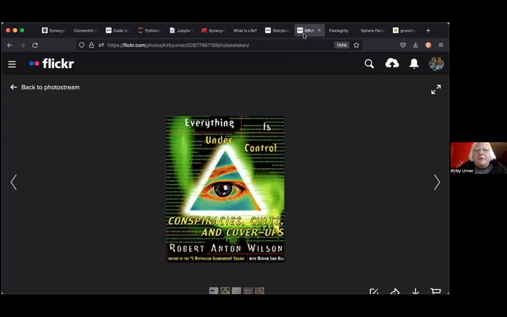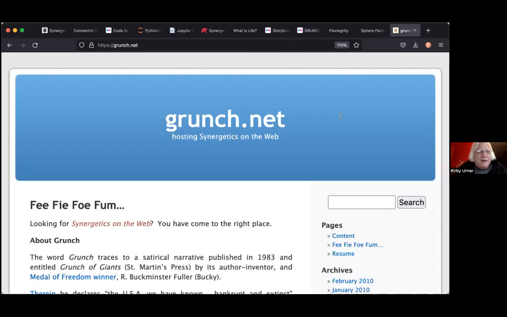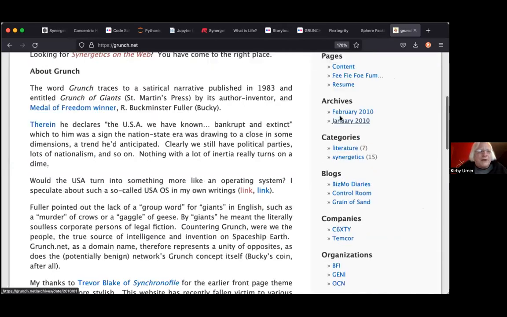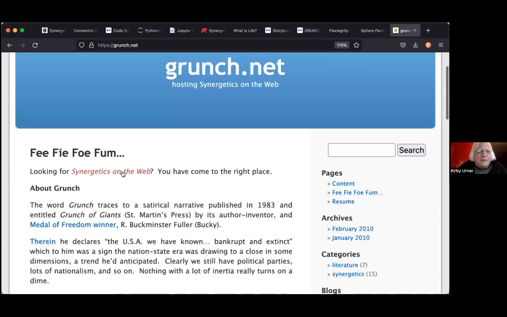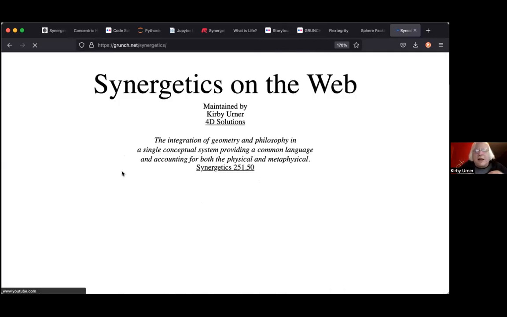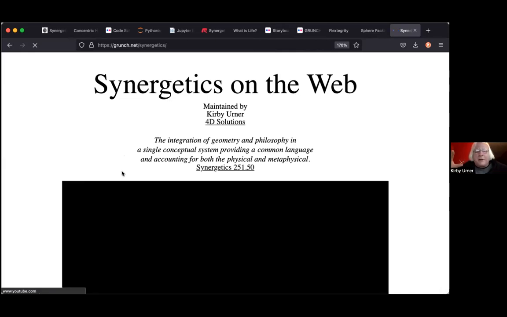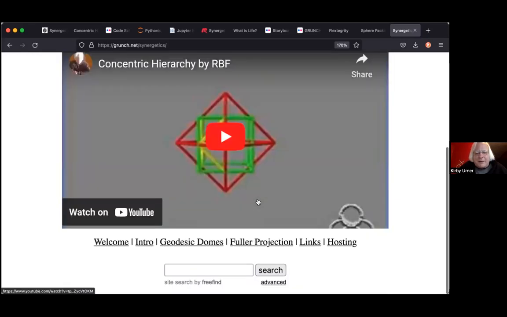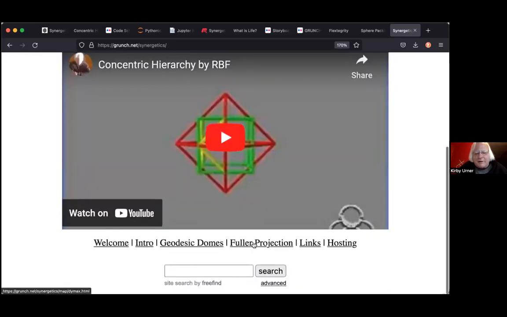But let's see, I was going to drill down in GrunchNet and just talk about the map real quick. So if I go down into Synergetics on the web, it's called. So a WordPress site grew up around it. There's this 1990s archaeological dig, and then they kind of build buildings around it, how they build modern buildings around a dig. That's a WordPress site.